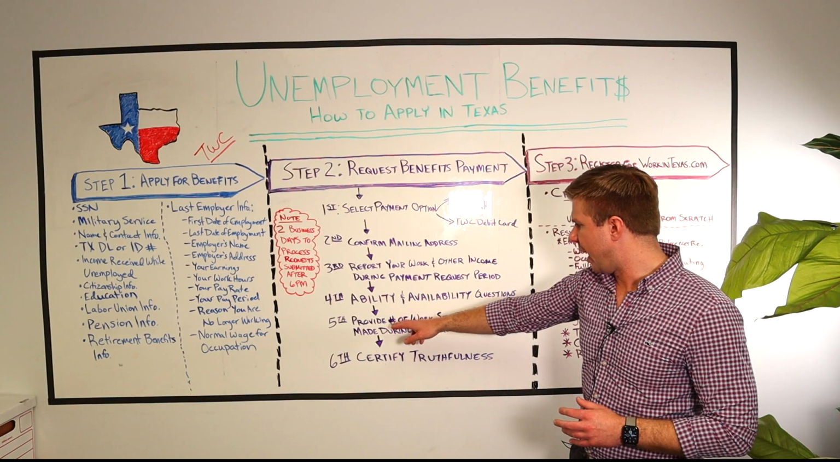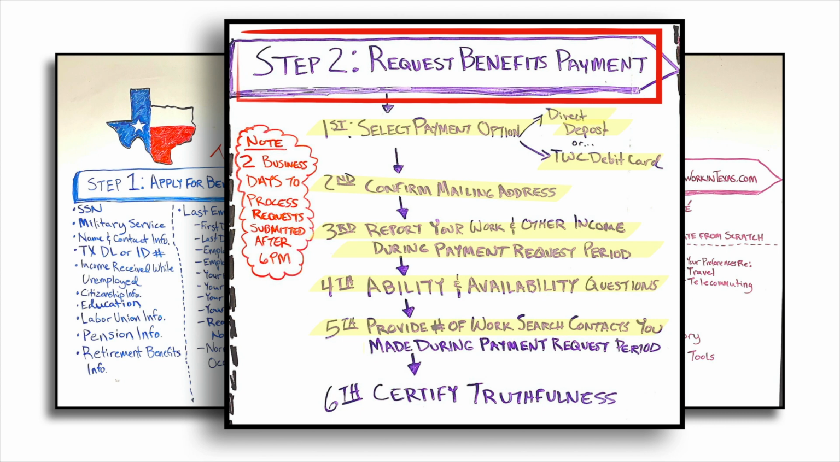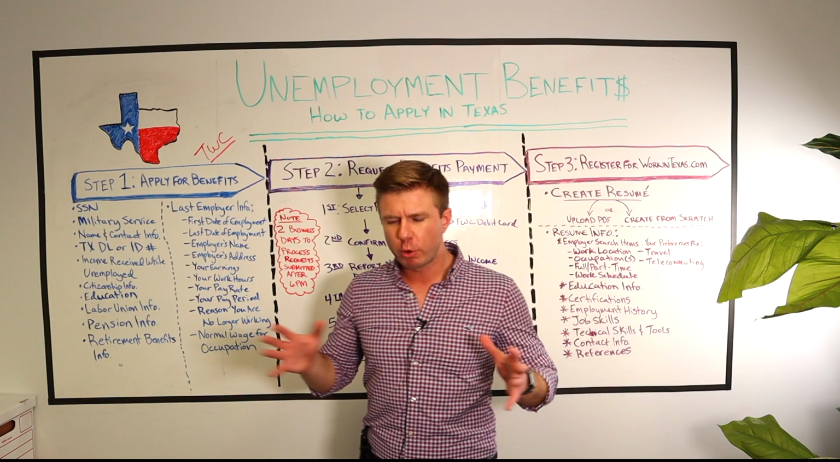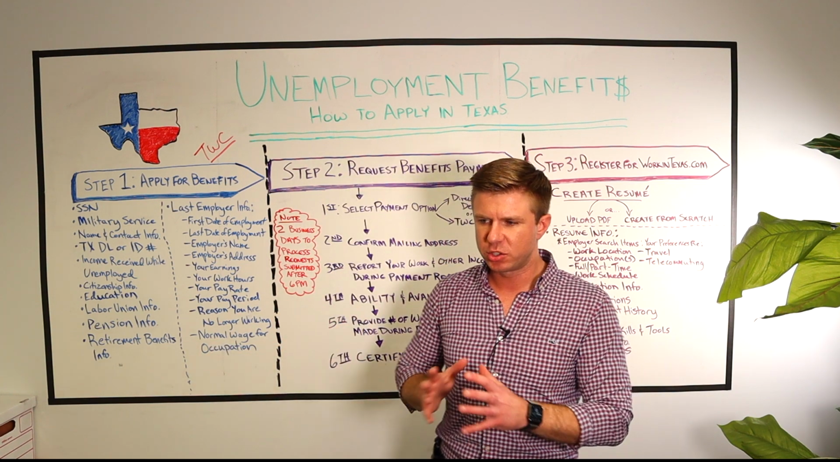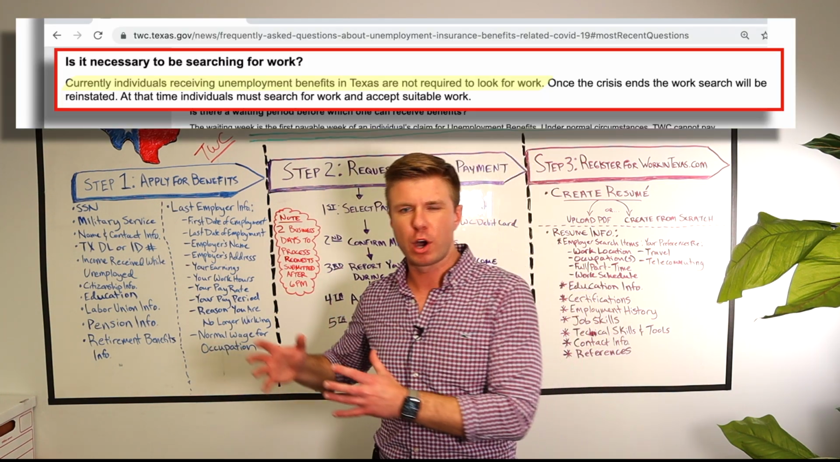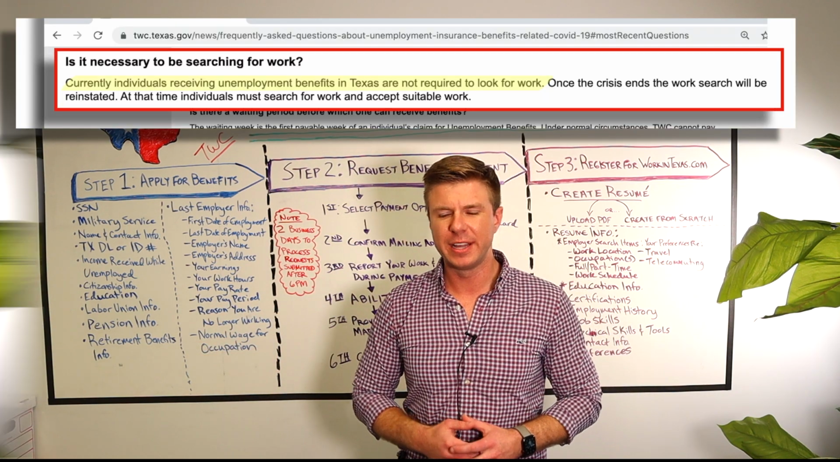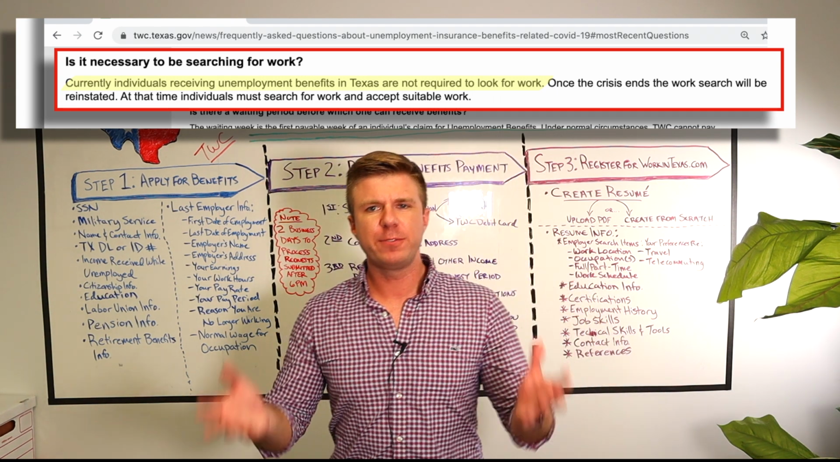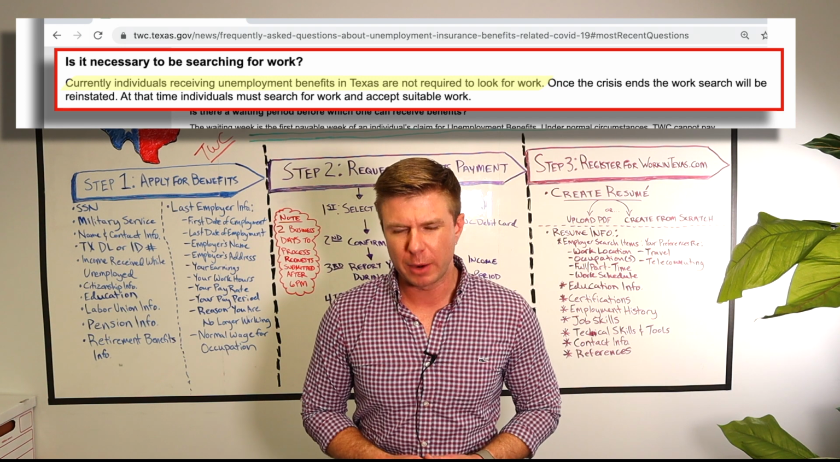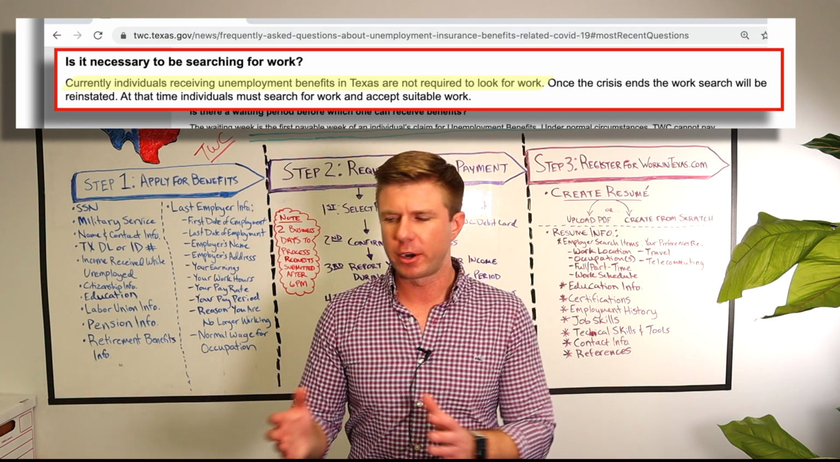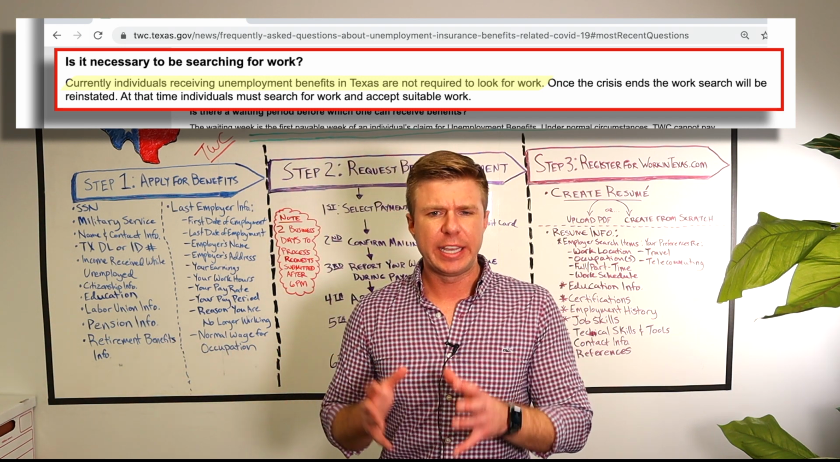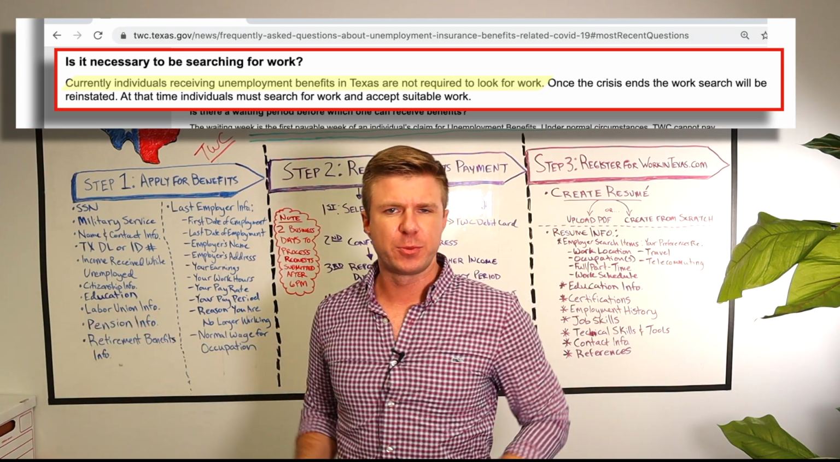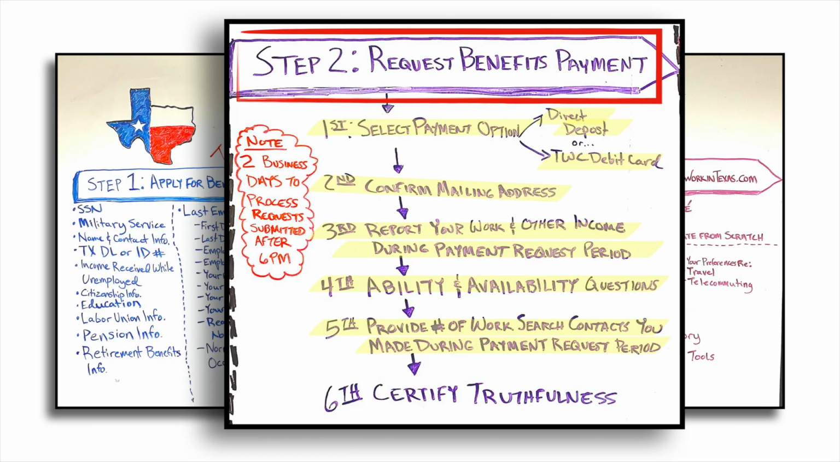Fifth, you're going to have to provide the number of work search contacts that you made during the payment request period. Now, during the coronavirus pandemic, the Texas Workforce Commission has temporarily put on hold the work search requirement. At some point in the near future, the TWC is going to lift the suspension on the work search requirement, and you're going to have to actually start applying for jobs again in order to get your benefits payment. And sixth, you're going to have to certify to the truthfulness of everything that you're entering.